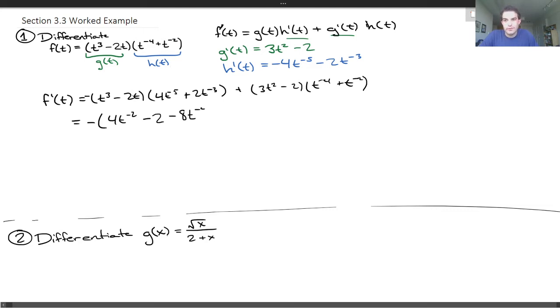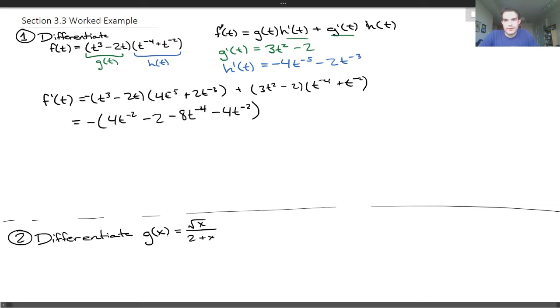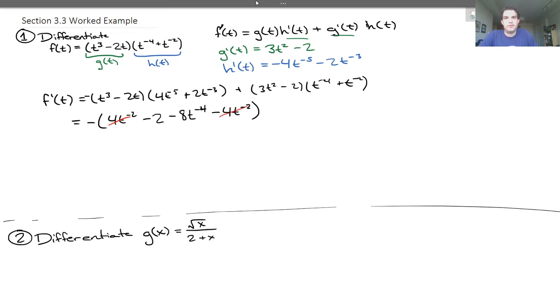And now we get something nice happening. We have negative 2t times positive 2t to the negative cubed. So this is, sorry I'm not writing legibly right now. That's a negative 4. And we multiply these together, we get minus 4t to the negative 2. And that's nice because it cancels with this right here. So those just go away.